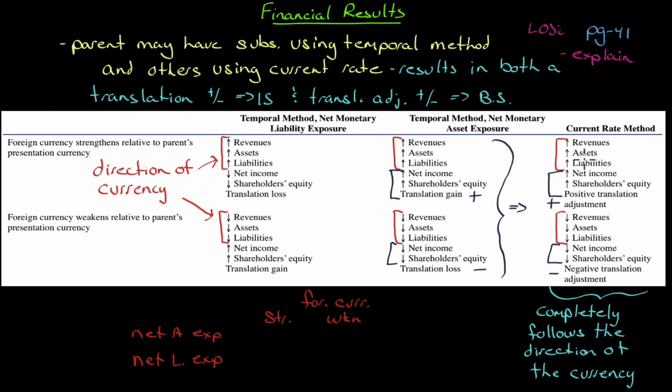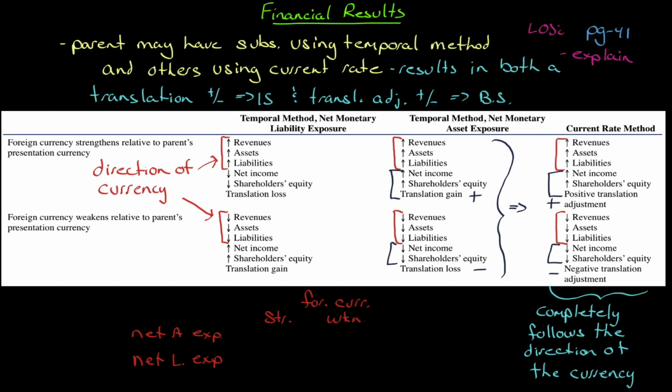So if you look at the effect on each of these accounts, we want to focus on temporal and current method, but in a situation like this, it's better to focus on what exposure you have. This is the temporal method with an asset exposure. Current rate method has an asset exposure. These two are identical. So when the currency strengthens, all of these balances increase. When the currency weakens, all of the balances decrease. If it strengthens, we get a gain. If it weakens, we have a loss. That's straightforward if we have an asset.